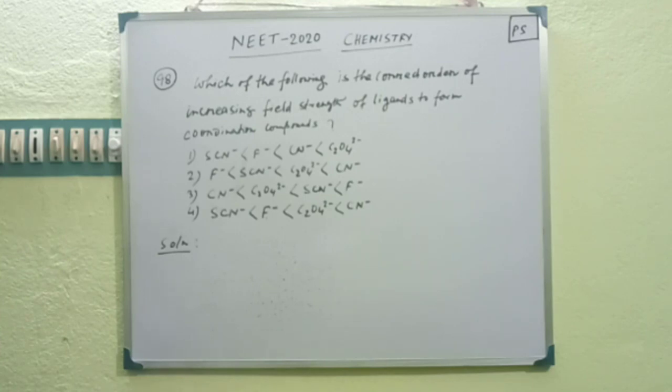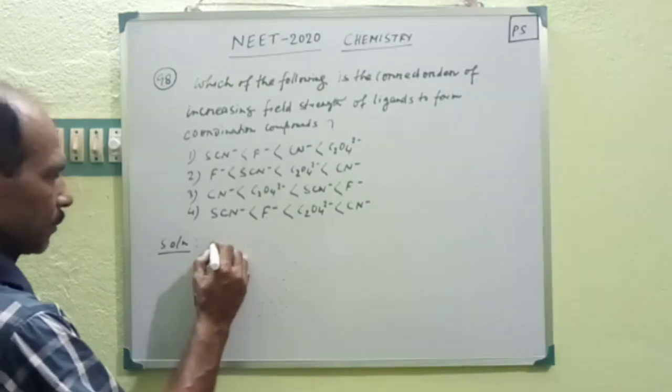Question number 98. Which of the following is the correct order of increasing field strength of ligands to form coordination compounds? Option 1, HCl minus less than F minus less than Cl minus less than C2O4 2 minus. Option 2, F minus less than HCl minus less than oxalate 2 minus less than CN minus. Option 3, CN minus less than C2O4 2 minus less than HCl minus less than F minus. And option 4, HCl minus less than F minus less than C2O4 2 minus less than CN minus.